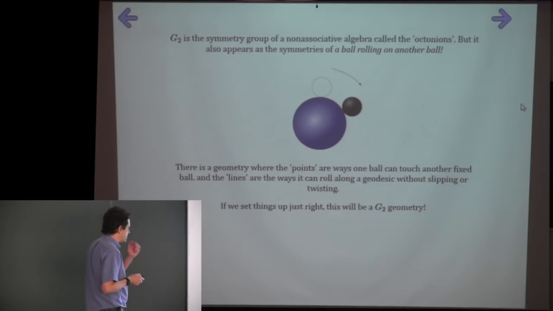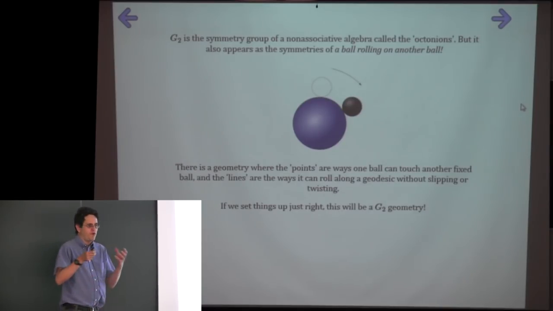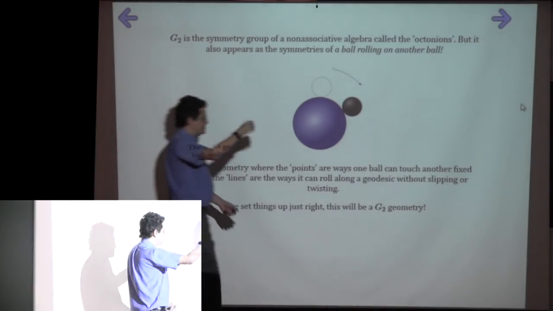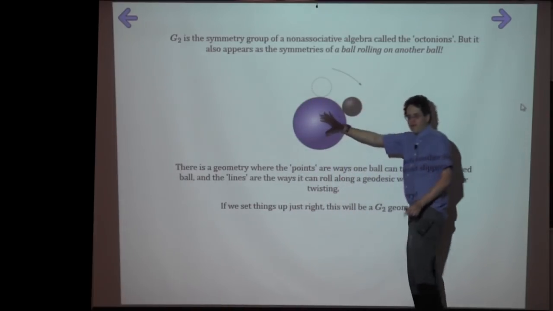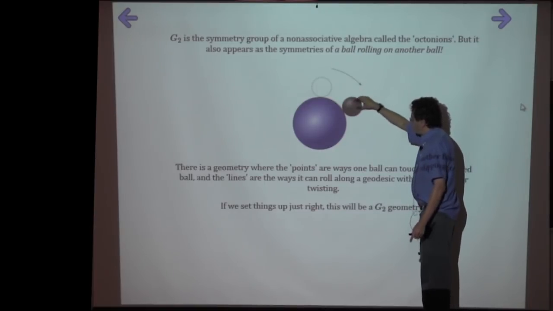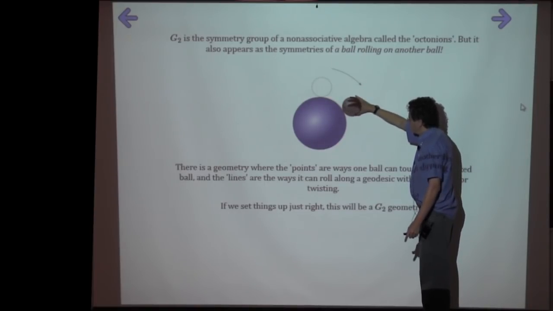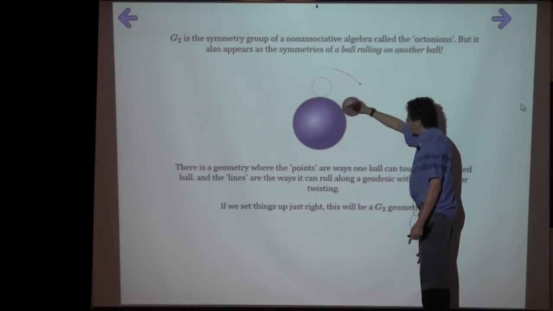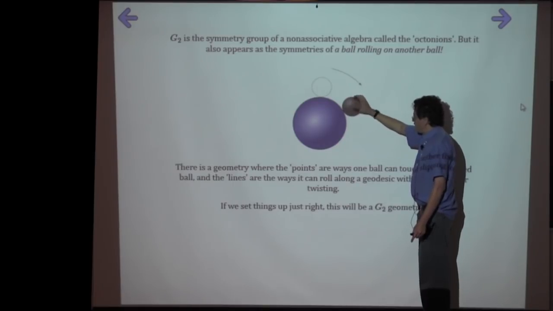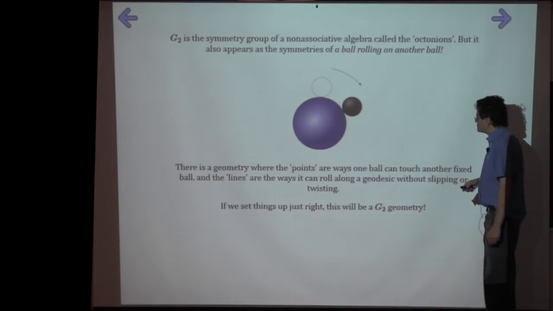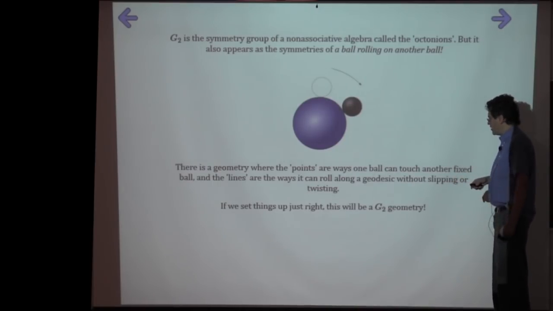So you can make up a kind of geometry where the points are the ways that one ball touches another ball, and also the orientation. Let's call this a big ball that we hold fixed, and then there's this little ball that moves around. A point would be a place of contact where the little ball touches the big ball. But also there are different ways you could turn this little ball around and still have it touch at the same point. Those would all count as different points. They're just ways that the small ball can be located.